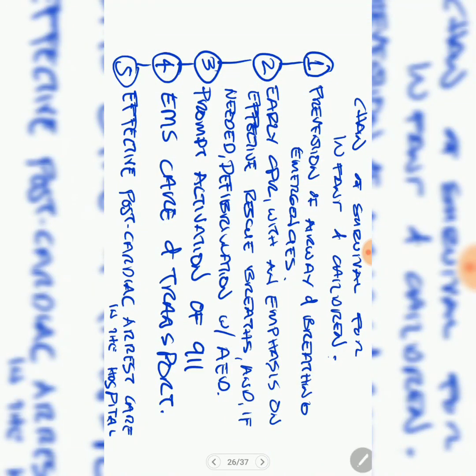The chain of survival for infant and children will start with prevention of airway and breathing emergencies. And 2 is early CPR with an emphasis on effective rescue breaths and, if needed, defibrillation with AED. Prompt activation of 911, EMS care and transport, then effective post-cardiac arrest care in the hospital. So those are the 5 chains of survival for infant and children.